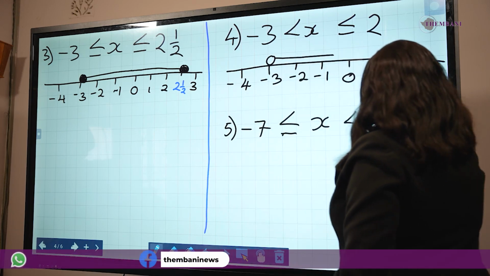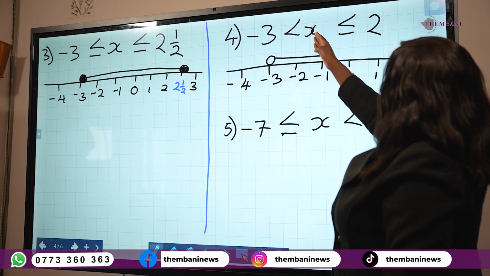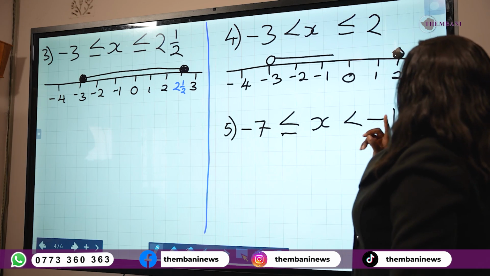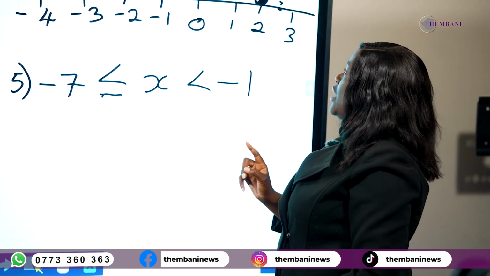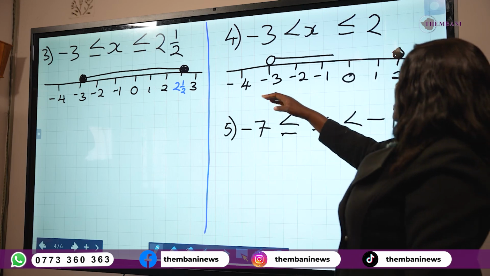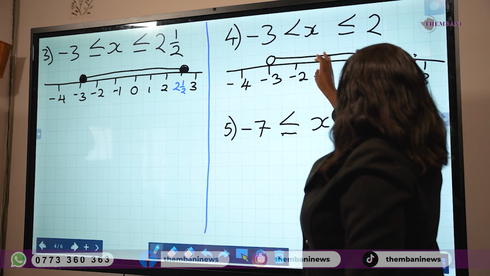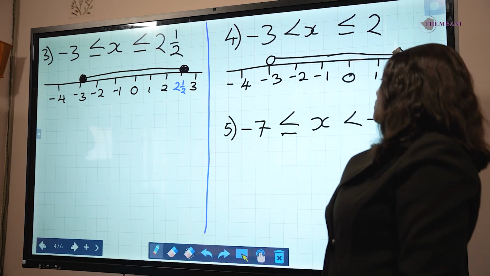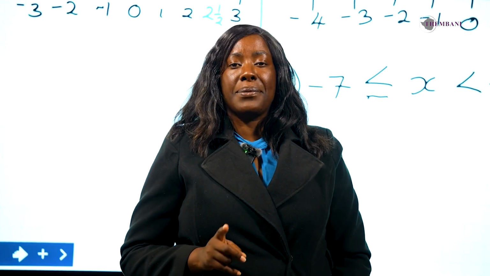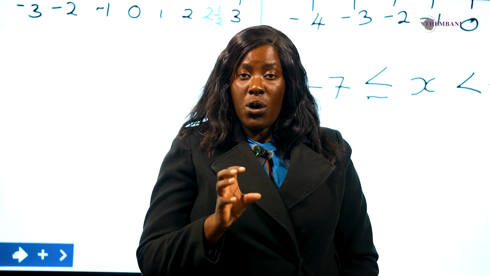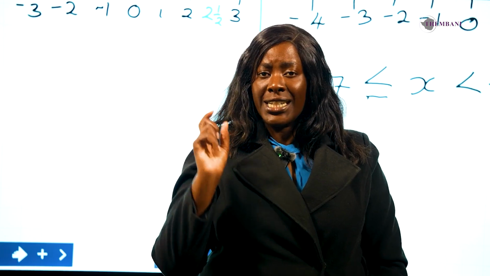Then I go to this one. x is less than or equal to 2. So we need values for x which are less than or equal to 2. Those values are starting from here, going in this direction, because 0 is less than 2, 1 is less than 2. So it means my solution is like that. Remember to shade where you are supposed to shade, and do not shade where you are not supposed to shade. Where there is an or equal to, that's where you shade. If there is no or equal to, please do not shade.